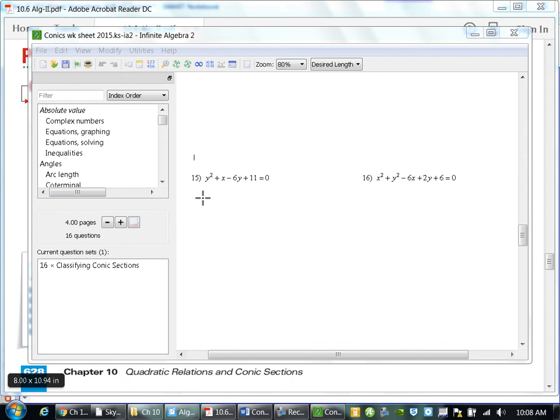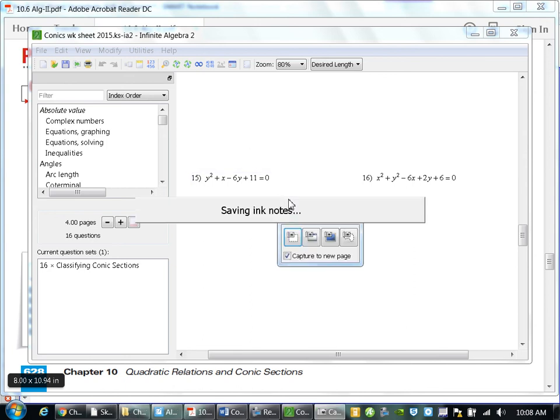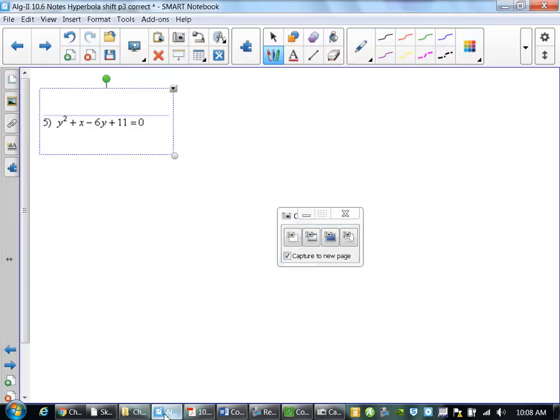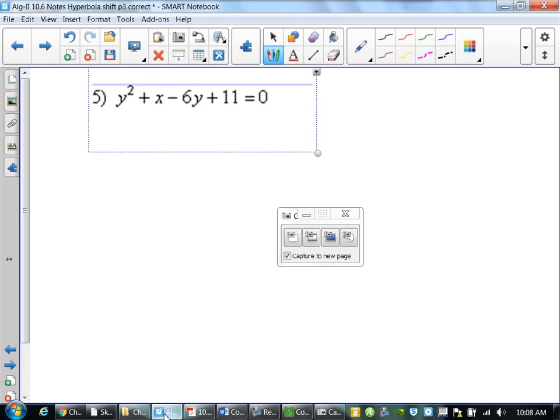Fifteen is going to be another parabola because it just has the y-squared value. So when I have just the y-squared, I'm going to keep the y-squared since it's positive on the one side, and then move the other stuff.